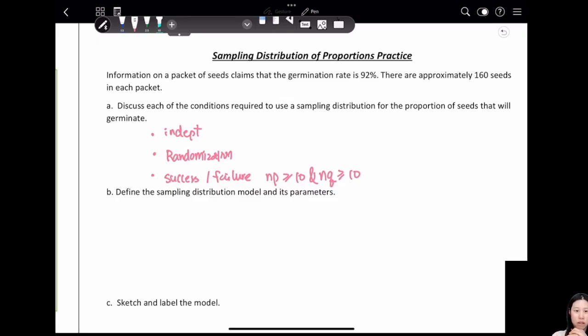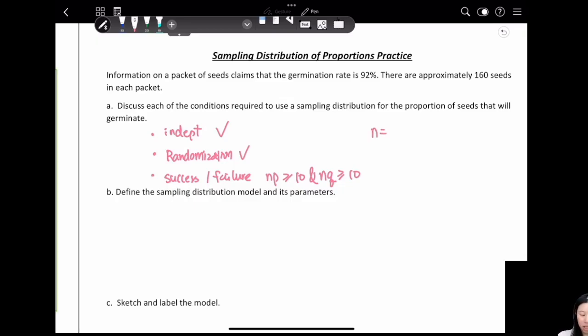What's independent? That means if you take out this seed, it's not going to affect the result of another seed. If this seed doesn't germinate, is it going to affect another seed? No, right? So this is independent. And definitely randomization, because in an experiment you definitely pick randomly. So usually the first two conditions are always met. Now it's the success and failure rate.